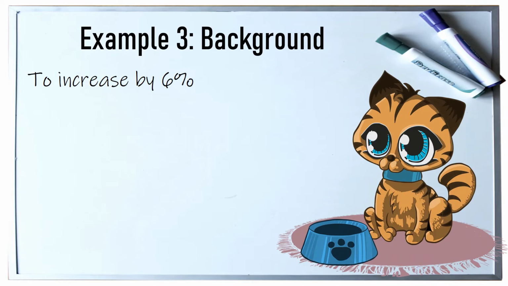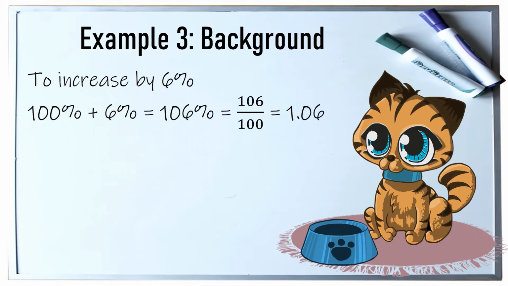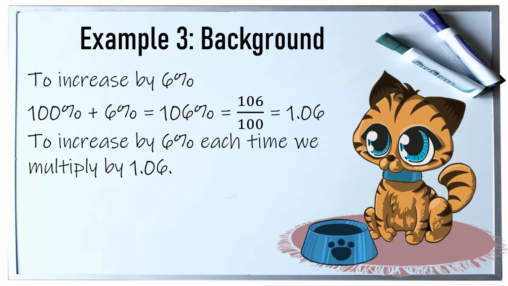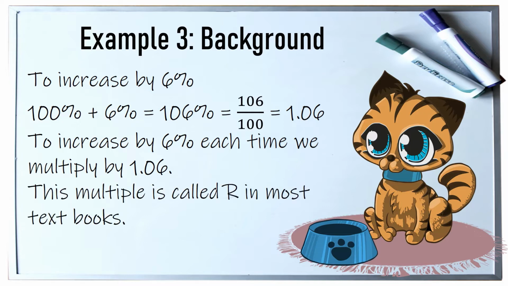A better approach is this, but we need to do some background first. To increase by 6%, we take 100%, we add 6%, which gives us 106%. 106% is the same as 106 over 100, which is equal to 1.06. So to increase by 6% each time, we multiply by 1.06. This multiple is called capital R in most textbooks.